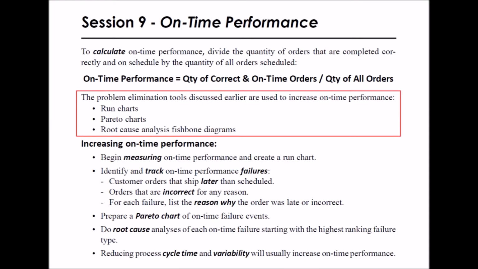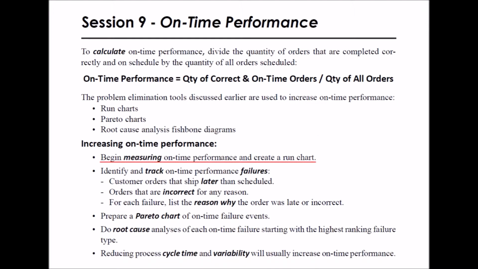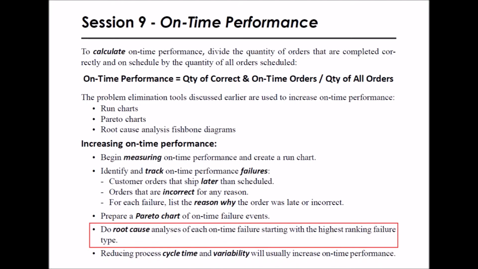The same problem elimination tools we discussed earlier are used to increase on-time performance: run charts, Pareto charts, and fishbone diagrams. To increase on-time performance, begin measuring on-time performance and create a run chart. Identify and track on-time performance failures, that is, customer orders that ship later than scheduled, or orders that are incorrect for any reason, and for each on-time failure, list the reason why the order was late or incorrect. Then use that data to prepare a Pareto chart of on-time failure events. And then do a root cause analysis of each on-time failure, starting with the highest ranking failure type.